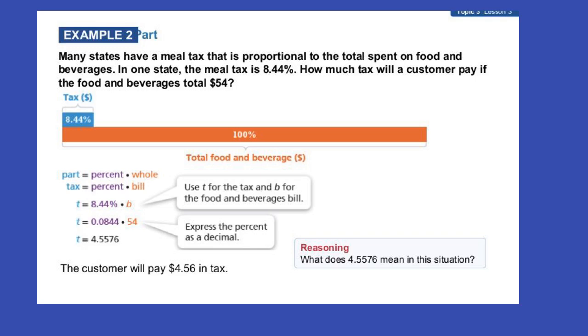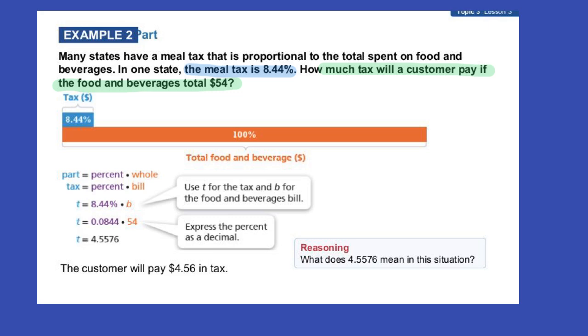This is example number 2 on the top of page 157. It says many states have a meal tax that is proportional to the total spent on food and beverages. In one state, the meal tax is 8.44%. And we want to know how much tax will a customer pay if the food and beverages total $54.